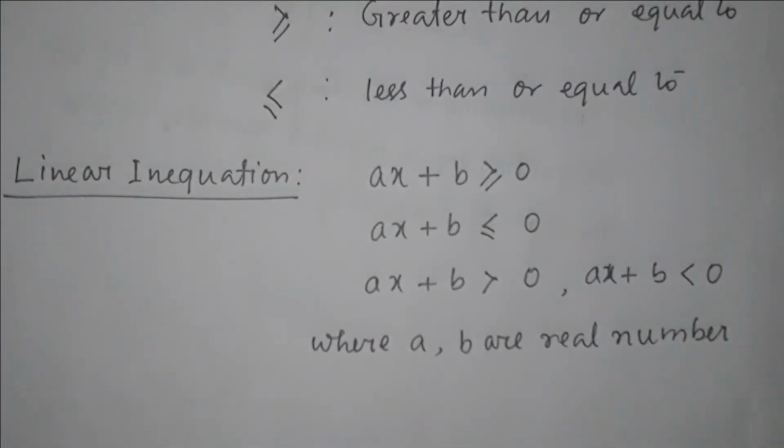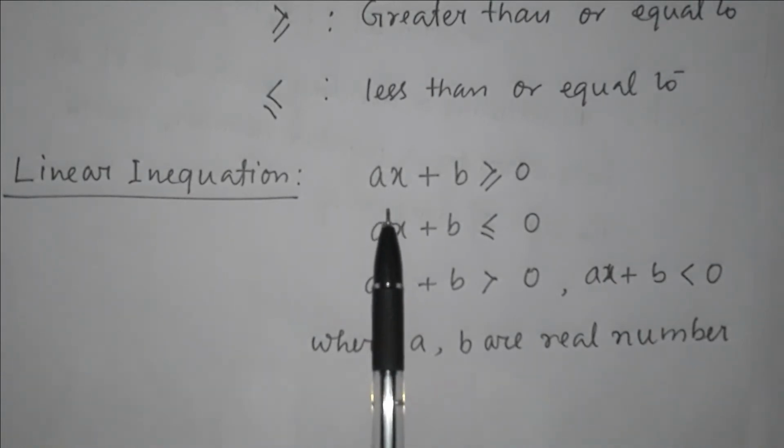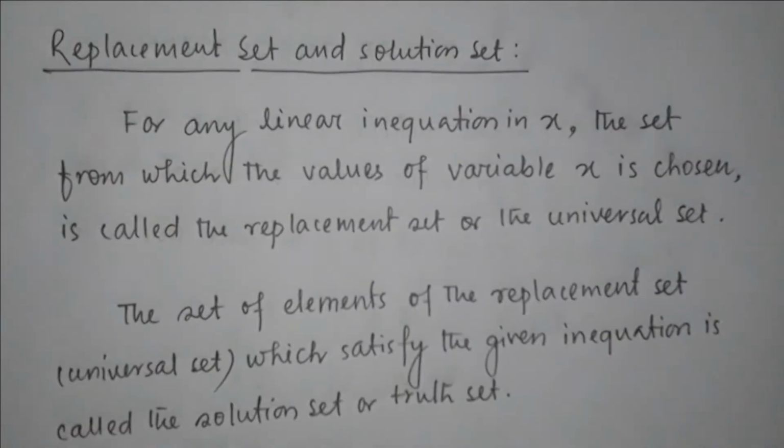Now what is linear inequation? Any inequation of the form ax plus b greater than or equal to 0, or less than or equal to 0, or strictly greater than 0, or strictly less than 0, where a and b are real numbers, is called linear inequation. Since inequality signs are there and the highest power of the variable is 1, therefore it is called a linear inequation.